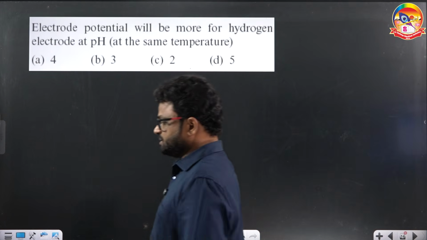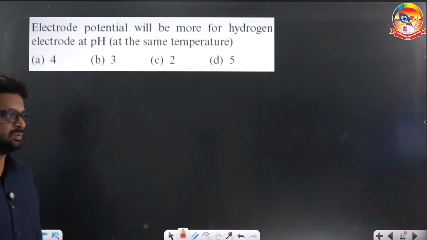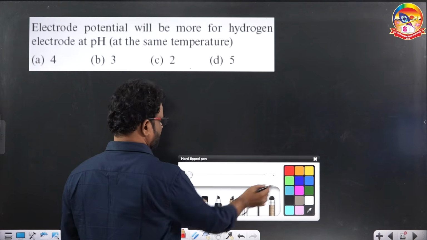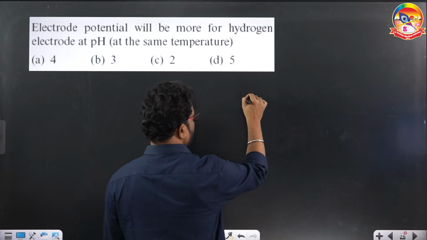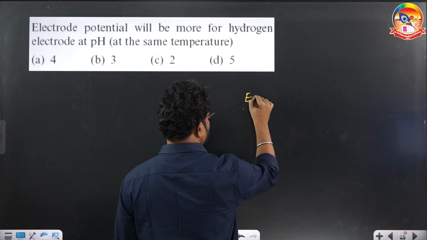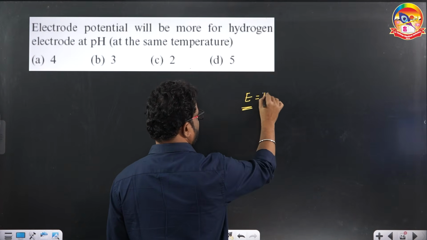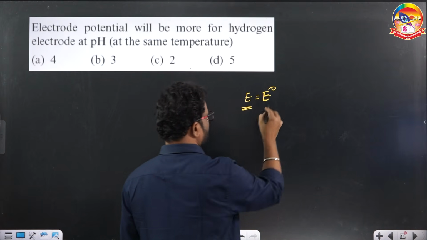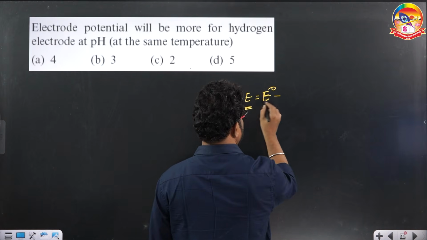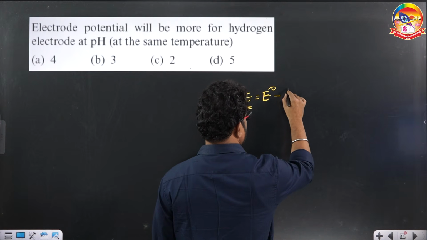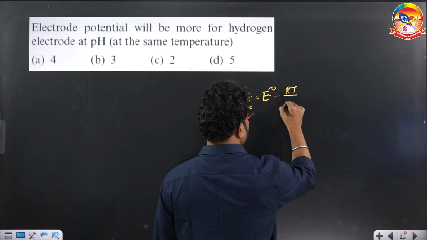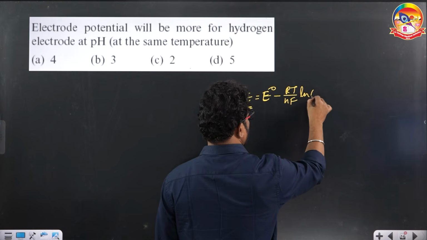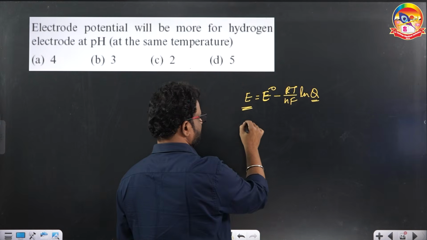Next, it is related to the Nernst equation. So, what is the general expression for the Nernst equation? For a given cell or half cell, the Nernst equation is the mathematical relation to find the effect of concentration on electrode or cell potential. E is equal to E naught cell minus RT by nF ln Q, the reaction quotient.